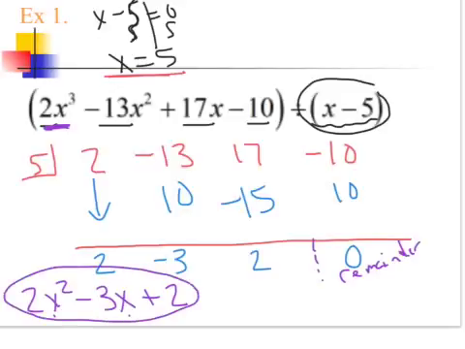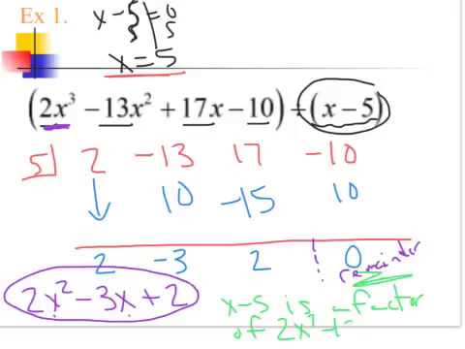The other thing is, since our remainder over here was 0, that means that we can say that x minus 5 is a factor of what we started with, 2x cubed minus 13x squared plus 17x minus 10. So we're just saying it's a factor since we had 0 remainder.